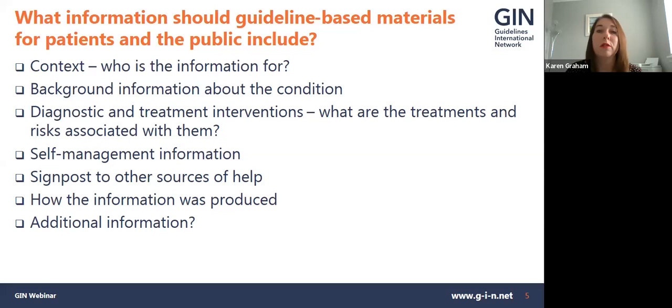So what information should guideline-based materials include then? The qualitative research that we looked at when we were producing this chapter in the GIN Public Toolkit showed that people wanted information on the context. So who is the information for and what is it about? That's something that's really important. You want to make sure that the people who are reading your materials or looking at it, that it's relevant to them, and they're more likely to pick it up if they feel it is relevant to them.